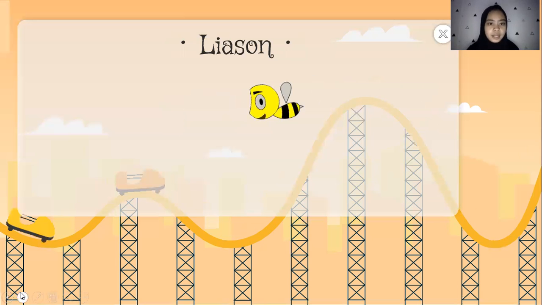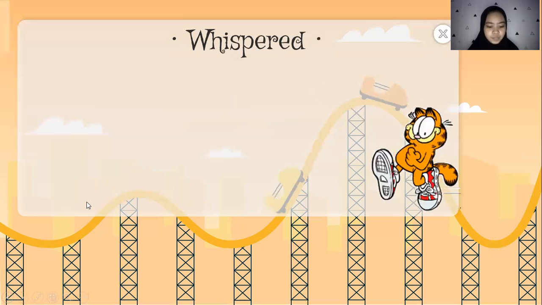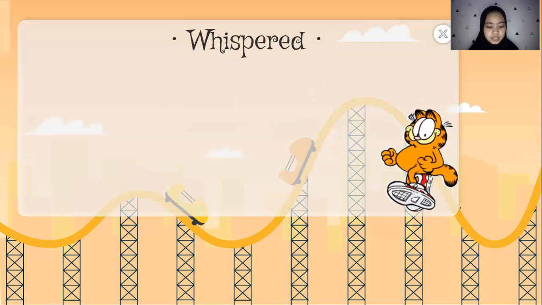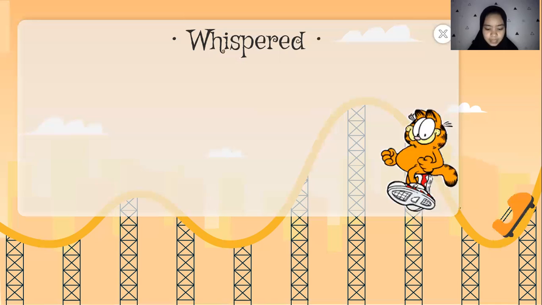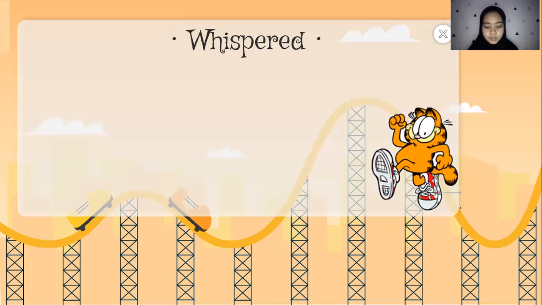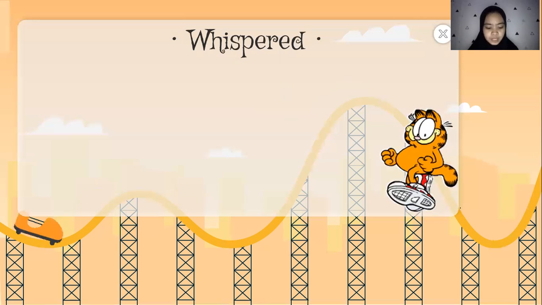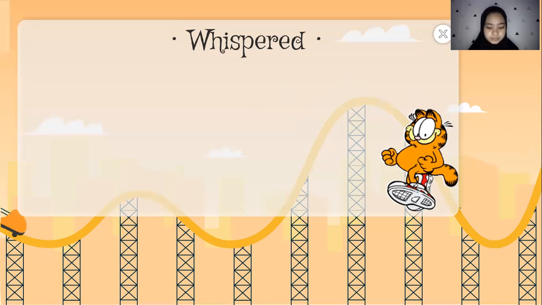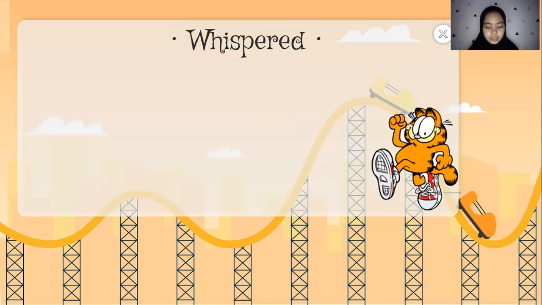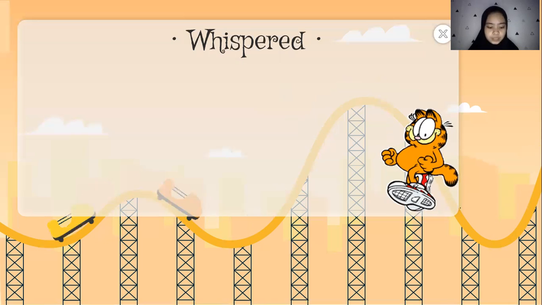Okay, the last is whispered. Whispered interpretation will generally do the translation in whispers. So, the speaker and the interpreter will be in the same room. The interpreter and speaker seats are not far away, the interpreter and the speaker will sit side by side.